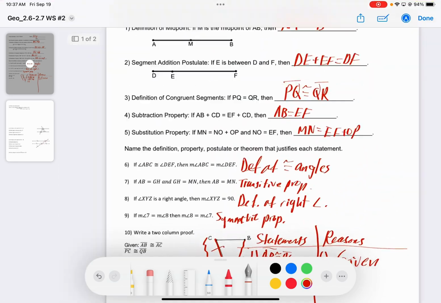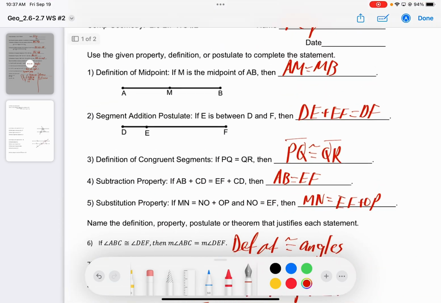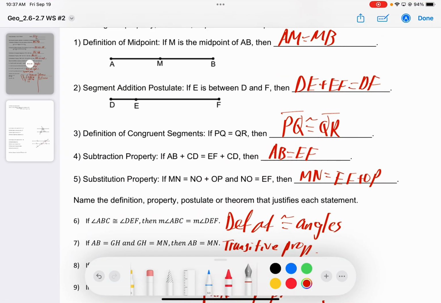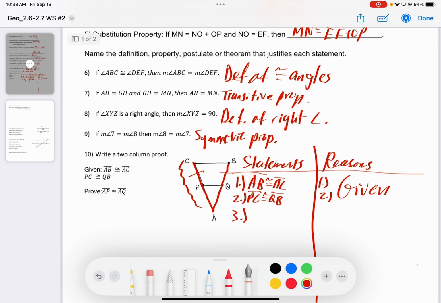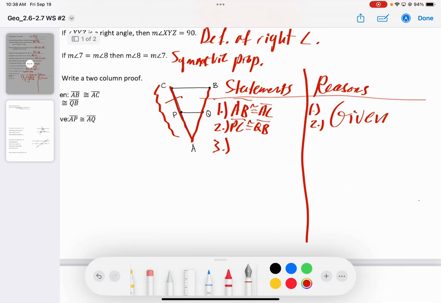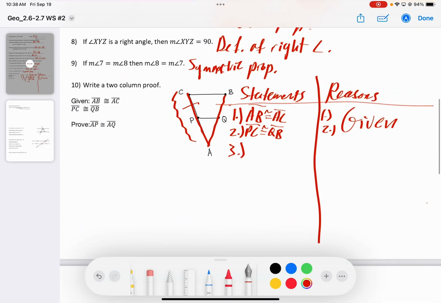All right, let's go back to number 2. Like the segment addition postulate, we would have two smaller segments equal a larger segment. So we added two segments together to equal a larger one, right? If I do that for my third step, let's say I do it for AC. AC would be equal to what? AP plus PC, right?